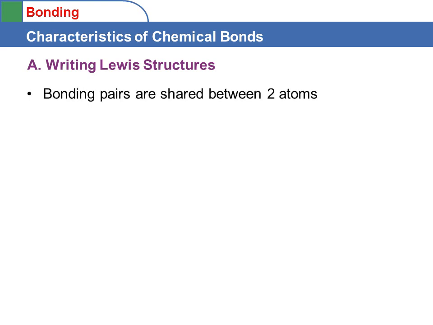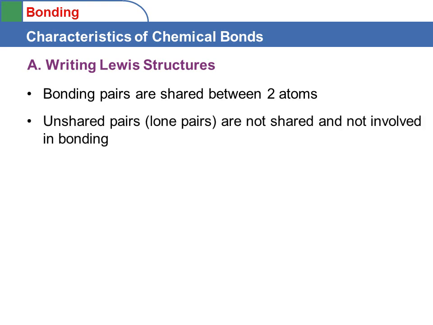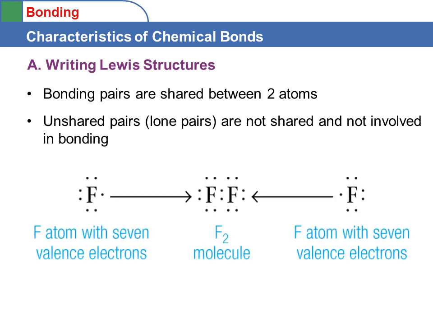So bonding pairs are what we call electrons that are shared between 2 atoms. Now, if there's an atom that has electrons that are by themselves, not shared, we call those lone pairs. So those are electrons that are not involved in bonding and not shared.